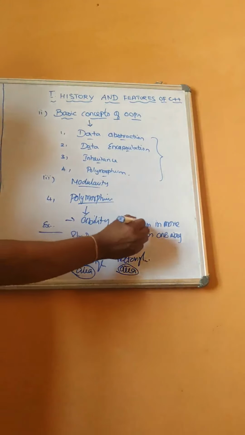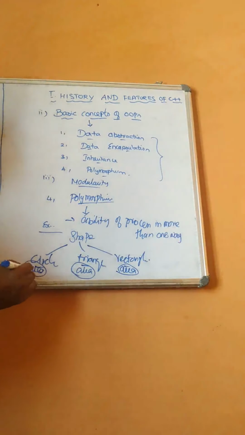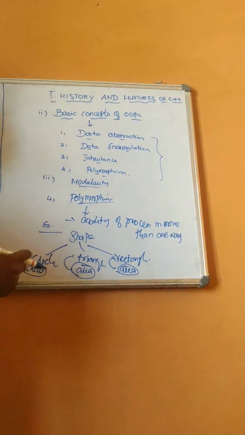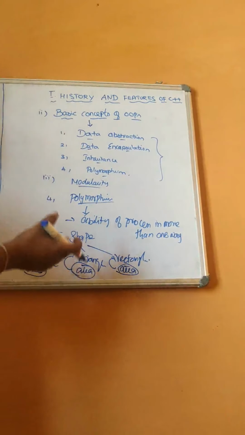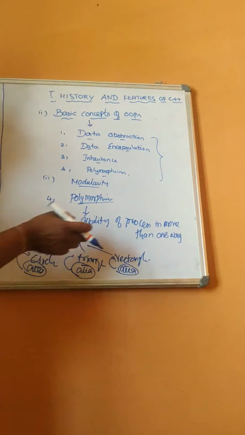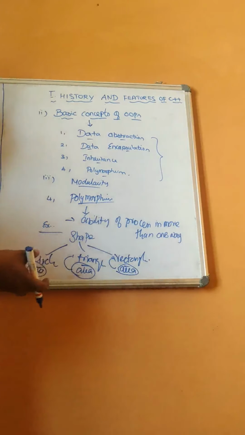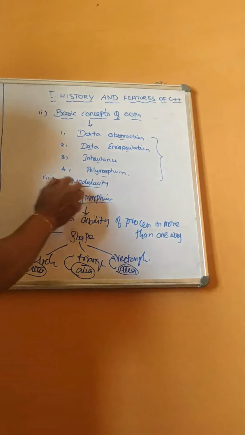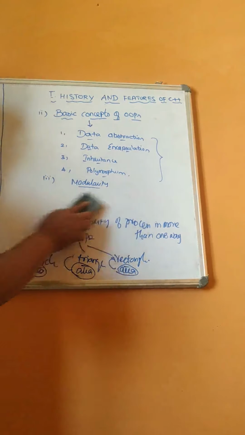The ability of processing in more than one way. So I'm finding the area of a circle, the area of a triangle, the area of a rectangle. I'll be using the same area with three different shapes: one is circle, one is triangle, and one is rectangle. The ability of processing in more than one way, we call it polymorphism. So till this, the basic concepts of OOPS get over. Then we can proceed with modularity.